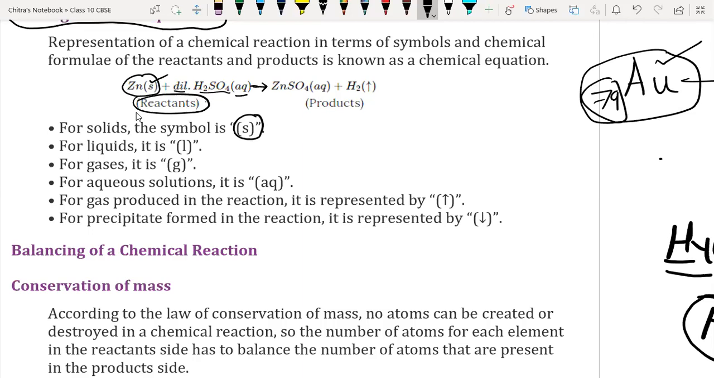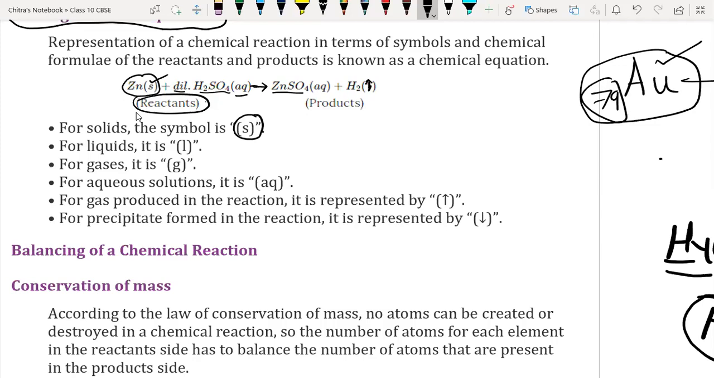So what will form? The sulfate group will react with zinc to form zinc sulfate. It is again in water, that's why we have written over here aqueous. And hydrogen gas is released during the reaction. That's why this vertical arrow is shown over here, directed toward the upside. It means it is volatile in nature and will mix in air. So this is nothing but the representation of a chemical reaction.